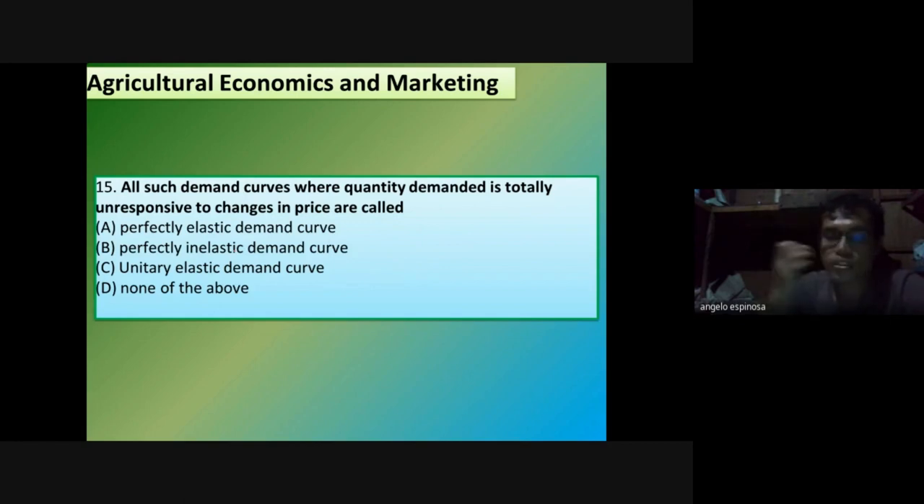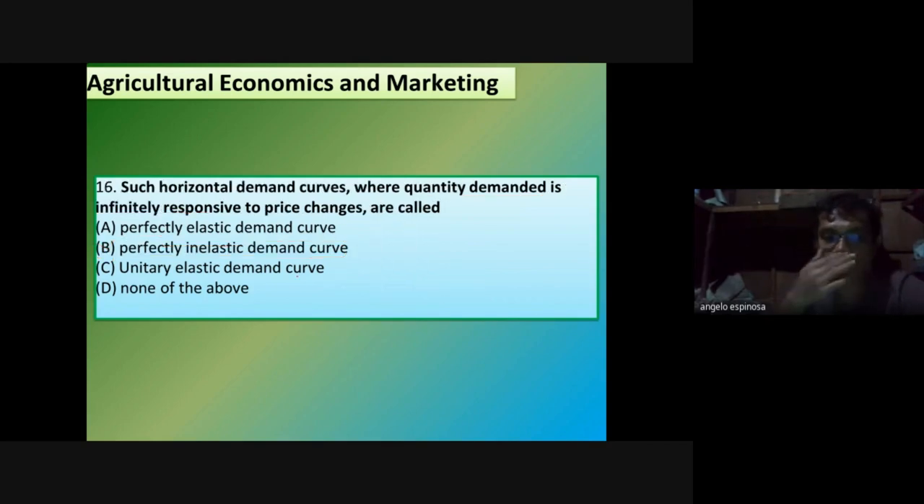All such demand curves were quantity demanded is totally unresponsive to change in prices are called, right? Ito na yun, pag-usapan na naman ulit natin. So, quantity demanded is totally unresponsive. Ibig sabihin si quantity demanded ay hindi nag-response kahit magtaas pa o pababa ang prices. So, that is being perfectly inelastic. So, that is being insensitive. Okay? That is perfectly inelastic.